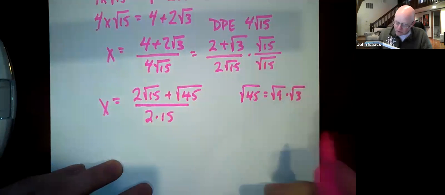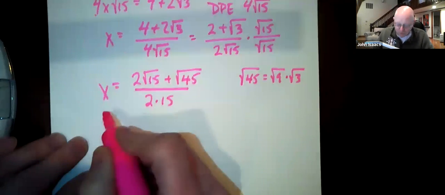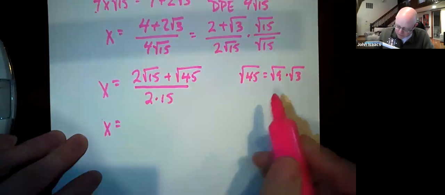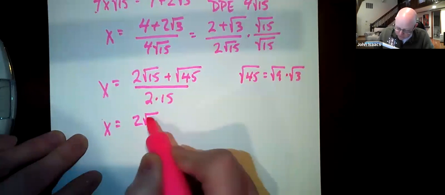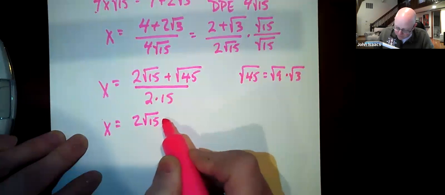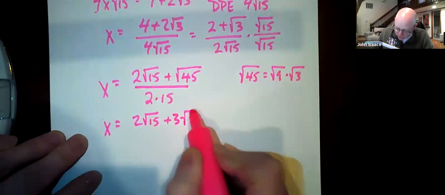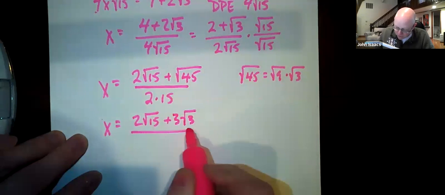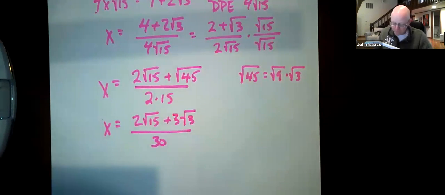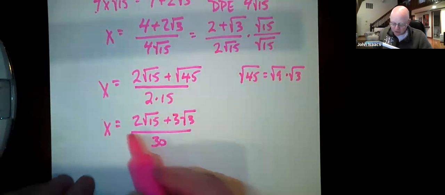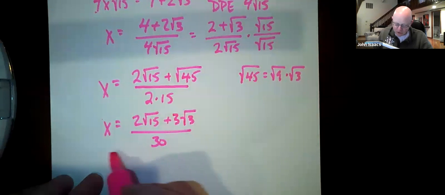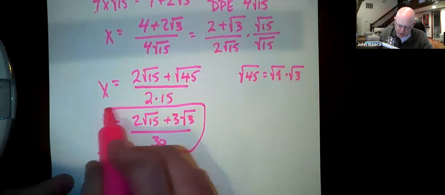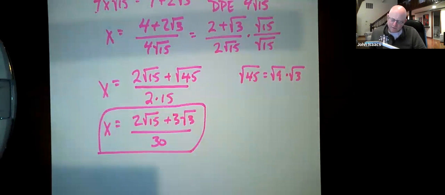All right. So x, let me go a little further down here. X equals, let's see, 2 root 15 plus 3 root 3, because root 9 is 3, all over 30. And if these two had something in common, the 2 and 3, we might be able to reduce this, but I'm okay leaving this just like this. And I'm not sure there's anything else we can do to it right now. I don't think so. I think that looks good.